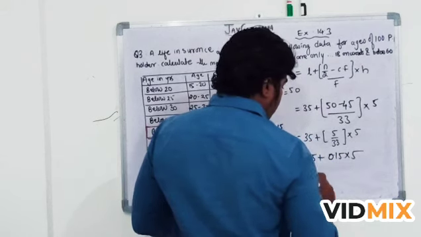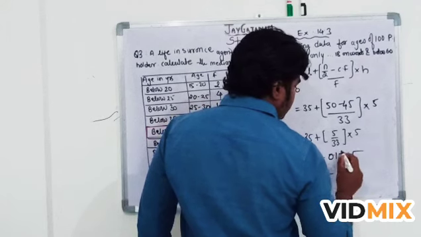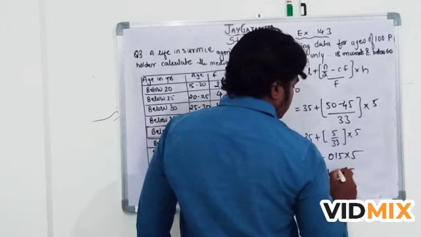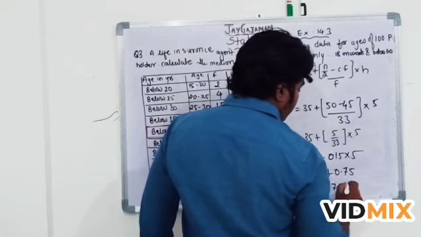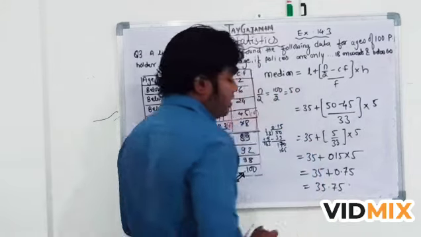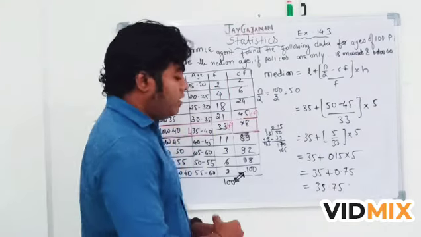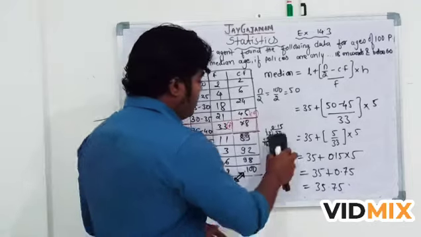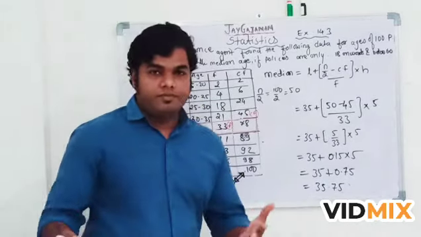So now we can calculate it easily. 35 plus, 5 5s are 25, 5 1s are 5, 6 7, 5 0s are 0. So this will be 35.75 approximately, the median. So in this way we can find out the median, and this is the answer. Thank you.